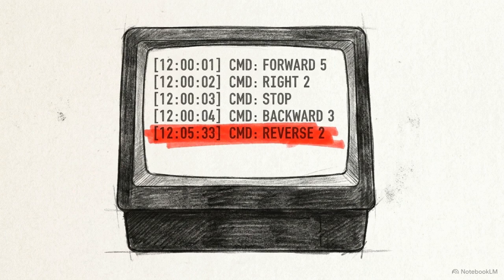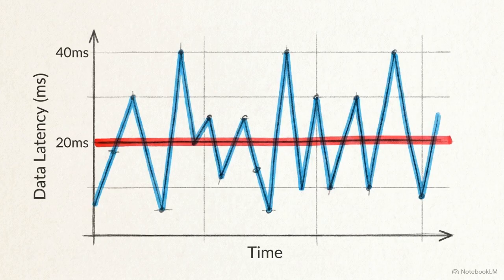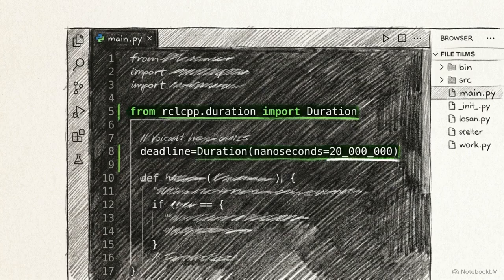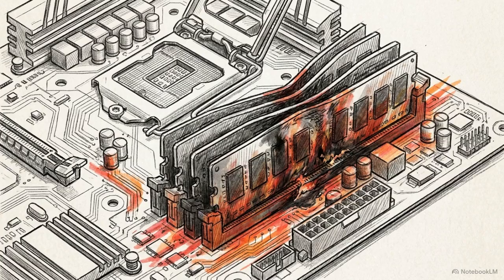Unpredictable network lag can still occasionally deliver a delayed, useless message, even when you're on a best effort policy. To prevent the robot from acting on old information, we need to enforce a strict real-time window using a finite deadline. A 50 Hz control loop means we expect a new command every 20 milliseconds. Importing the duration module and setting a deadline of 20 million nanoseconds ensures the middleware silently rejects any message older than that exact window.